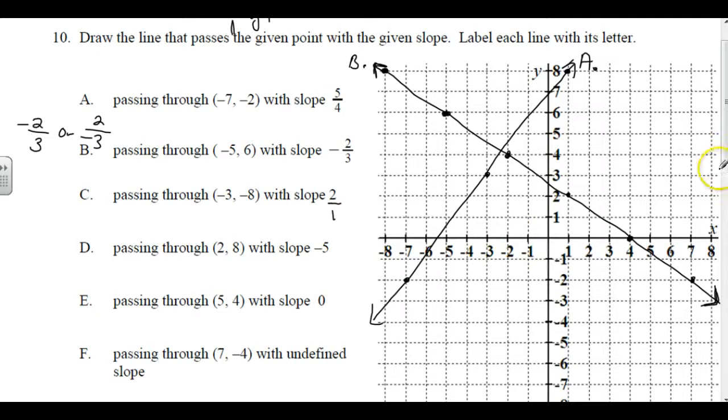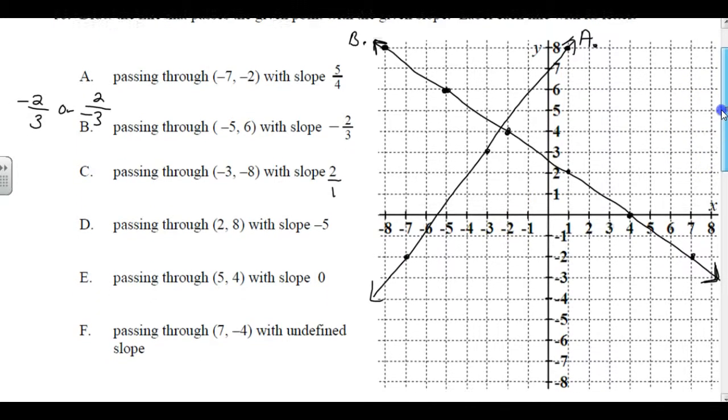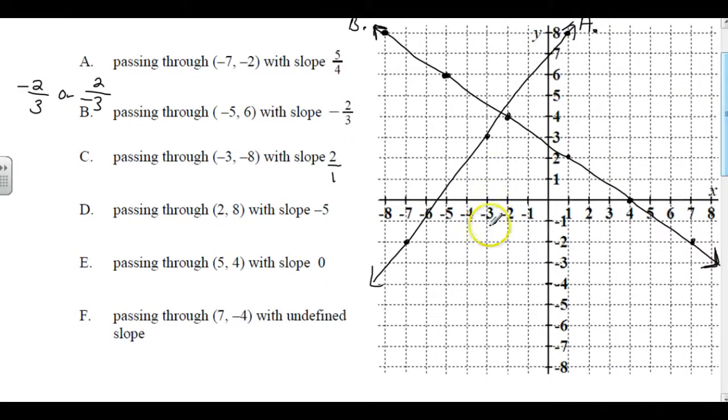So, (-3, -8) with a slope of 2 over 1. So up 2, right 1, up 2, right 1, and so on, and there. It doesn't take a lot of work, but it's very handy and it makes it a lot easier to sketch.